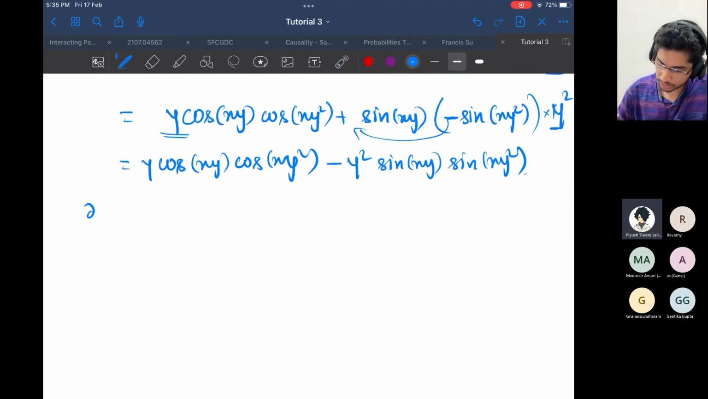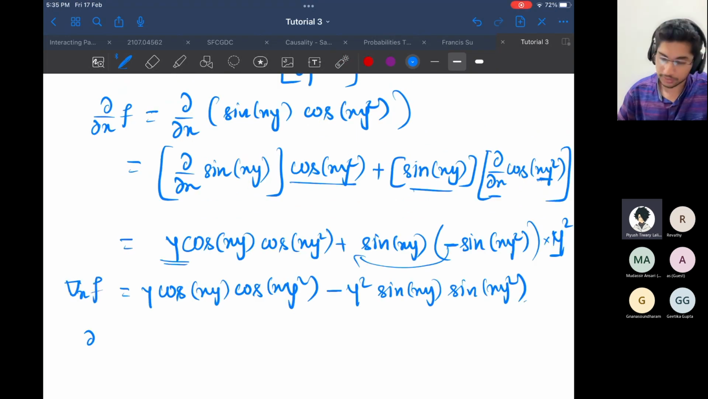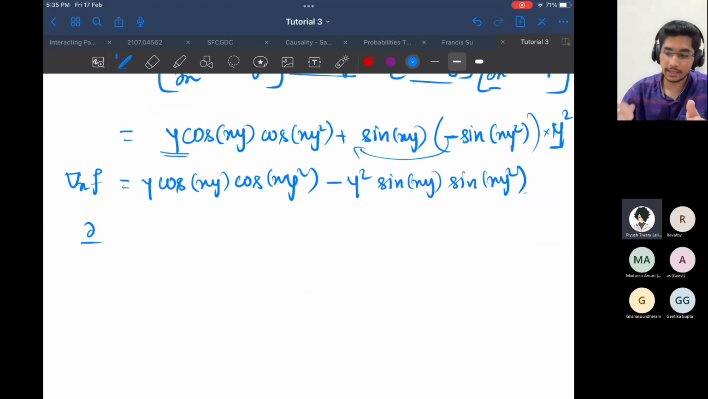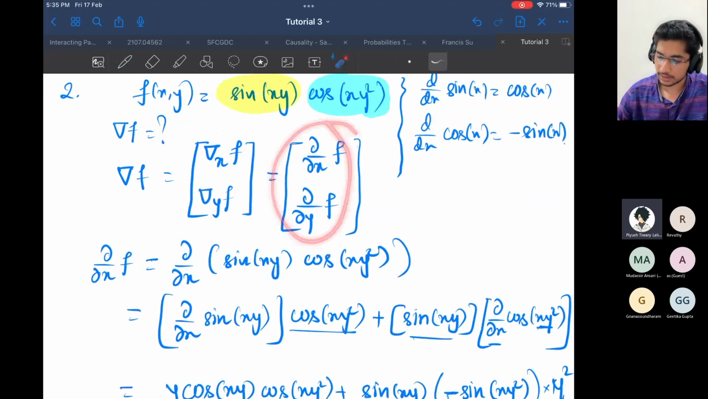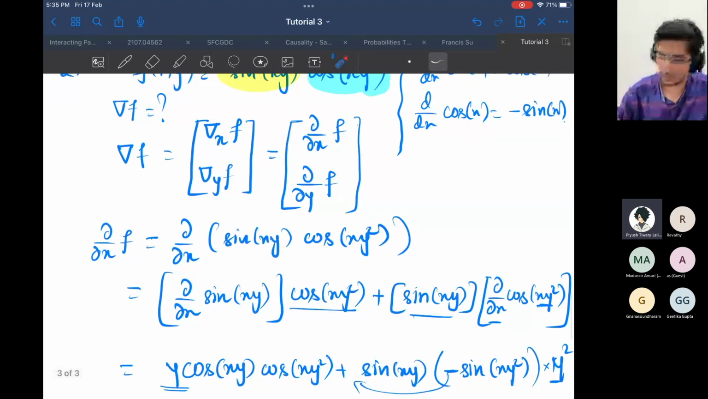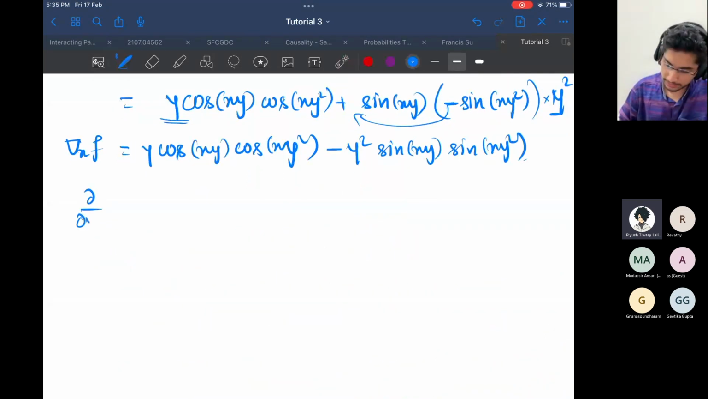So this is basically my first term, the gradient with respect to x of f. I hope that is clear. Now I need to calculate the second term of my vector. Remember, the main goal is to calculate this vector, of which the first term we have already calculated. However, we have to calculate the second term. So let us look at the second term.